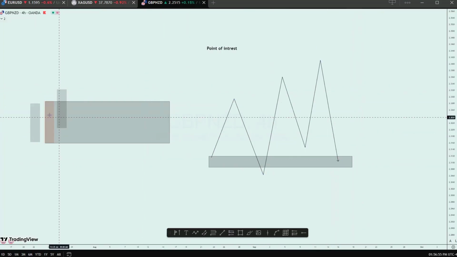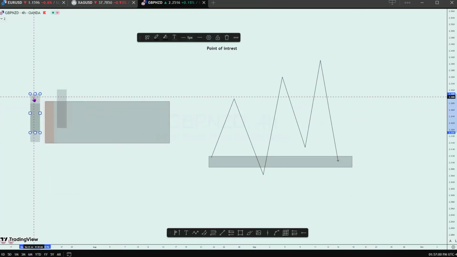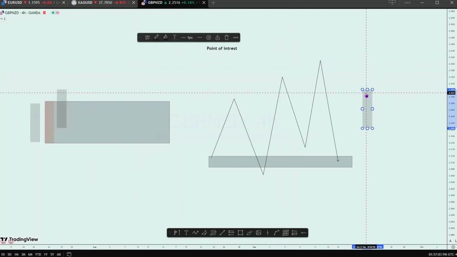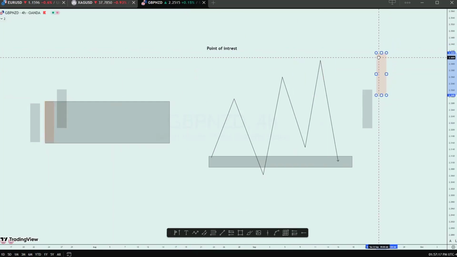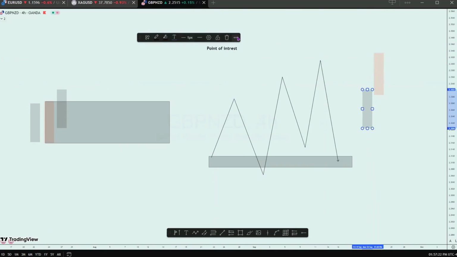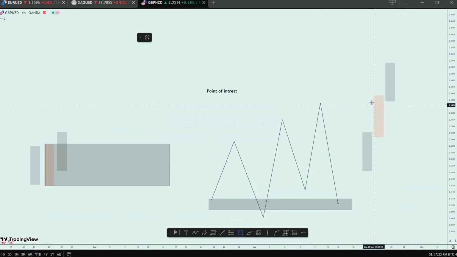Then for an FVG, let me show you a pictorial view of an FVG. An FVG is just a gap in price. It is the gap between candles. Sorry, three candles in total, not two. So for this now, this becomes our FVG, which is fair value gap.